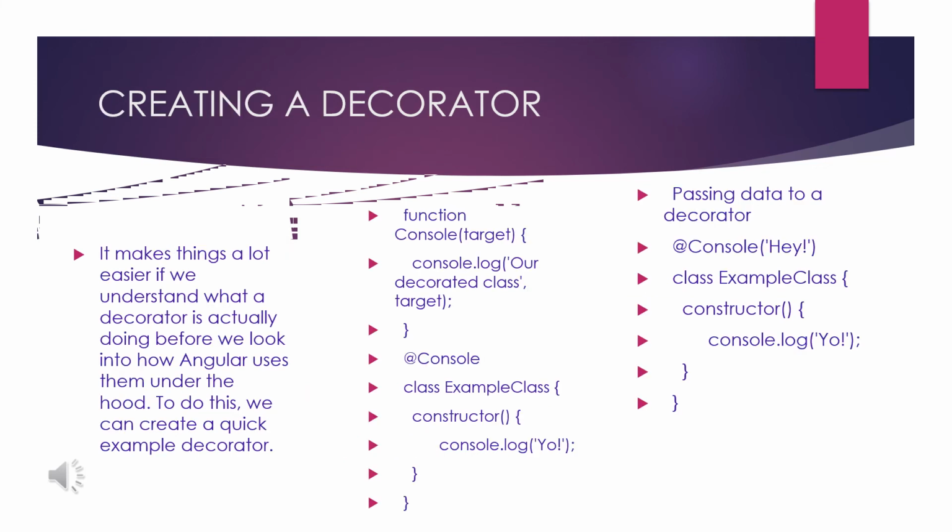Can we create our own decorators? Yes, of course we can create our own decorators, but it has specific properties. First we need to create a function, console, with a target, and for logging purposes we need to define which one is our decorator class or some other things here. And we need to use the console decorator first with @console, and we have an example class here with a constructor inside it, and then we are passing data to the decorator at console. So in the example class, the constructor log view will be executed inside this.